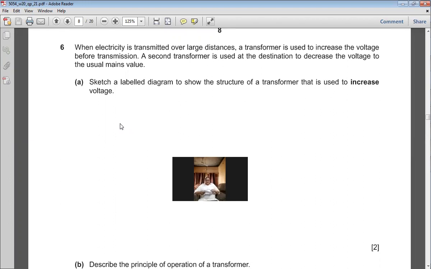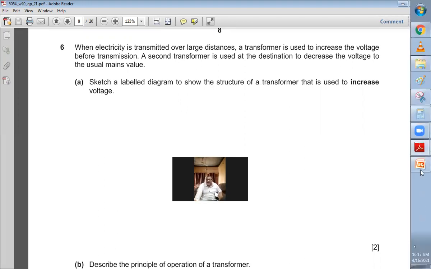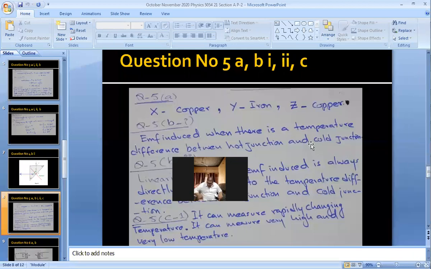So they are talking about a step-up transformer, which increases the voltage. The step-down and step-up transformers look alike, but there is one difference. In the step-up transformer, the number of turns on the secondary coil should be more than the number of turns in the primary coil. So let me show you. I have made the diagram. Let me show you my figure.